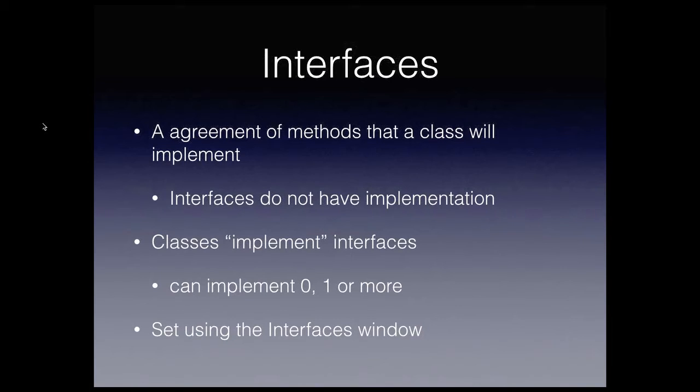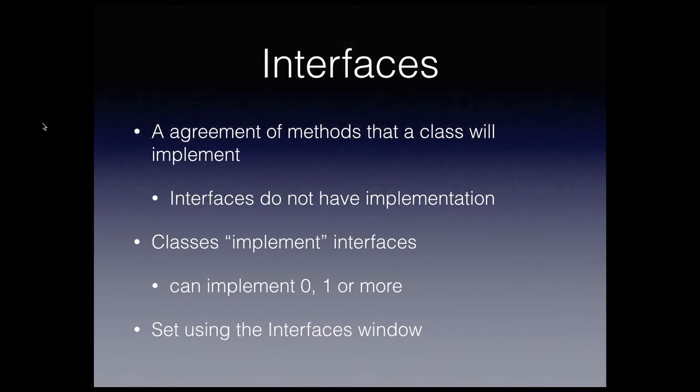Now, when you create your interface, all you're doing is defining the method declarations. You don't actually put any code in an interface. It doesn't have any code. There's no way to put any code. You're just declaring the agreement. This is what anything that uses this interface is going to agree to implement.